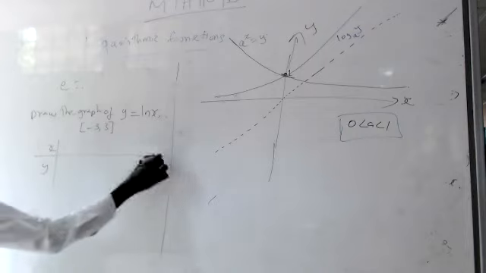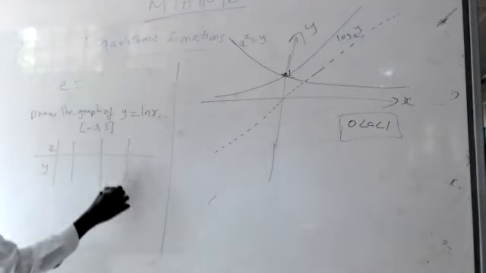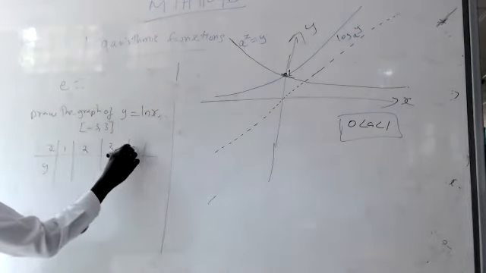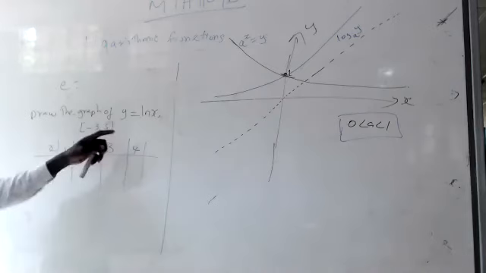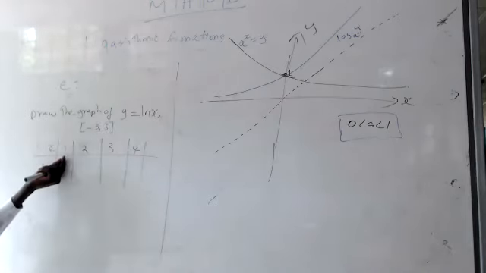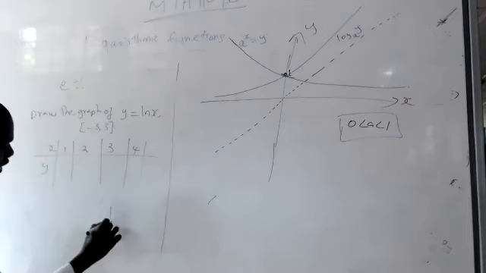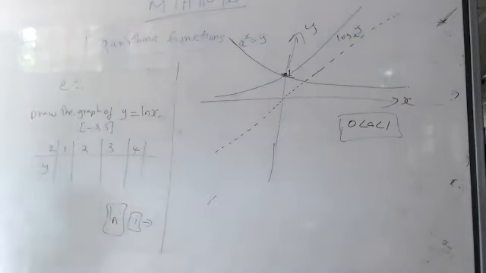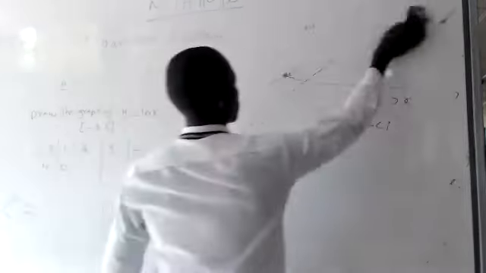x, y. So let's say I put 1, 2, 3, maybe 4. y is the natural log. So what's the natural log of 1? Just press the ln key on your calculator, and then you put 1. It's 0. That should be 0, because the exponent of 0 is 1. So the natural log of 1 is expected to be 0. How about 2? Natural log of 2?